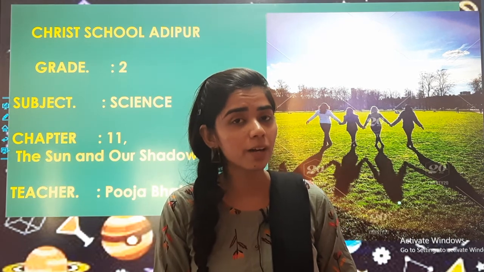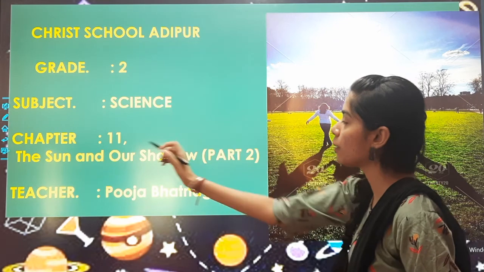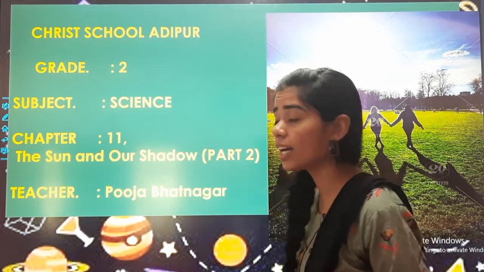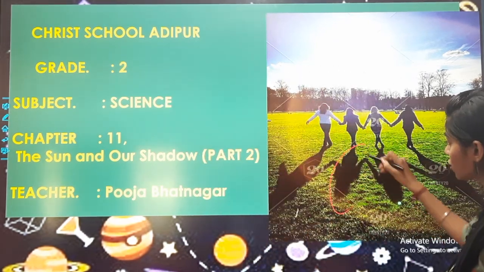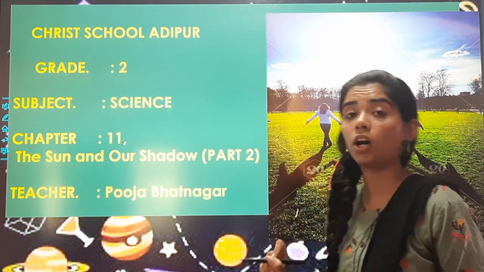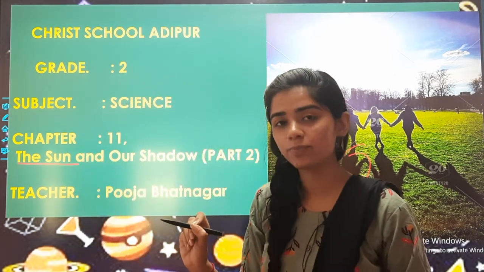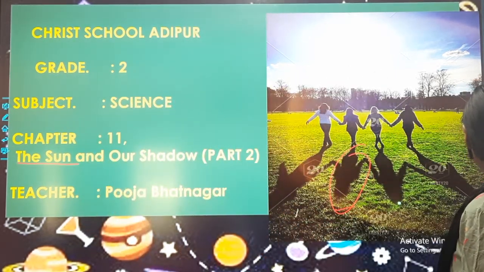And as you remember, in the last class, we had started with chapter number 11, the sun and our shadow. Okay, see, this is the shadow. Now, we had discussed the topic that is the sun. So, let's do a quick recap.